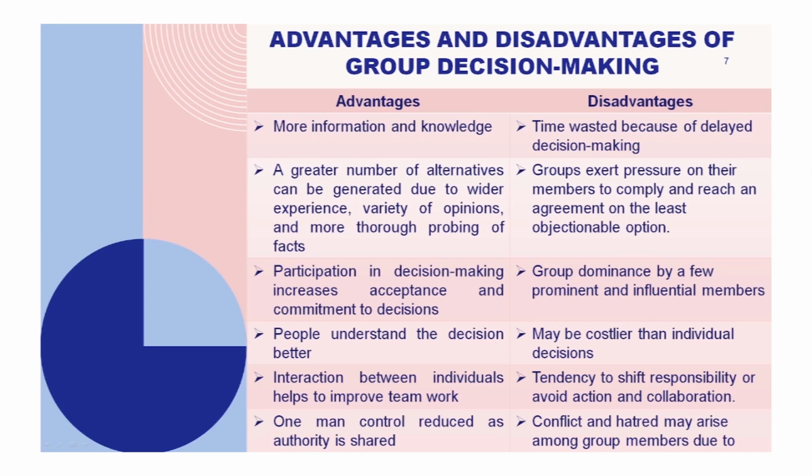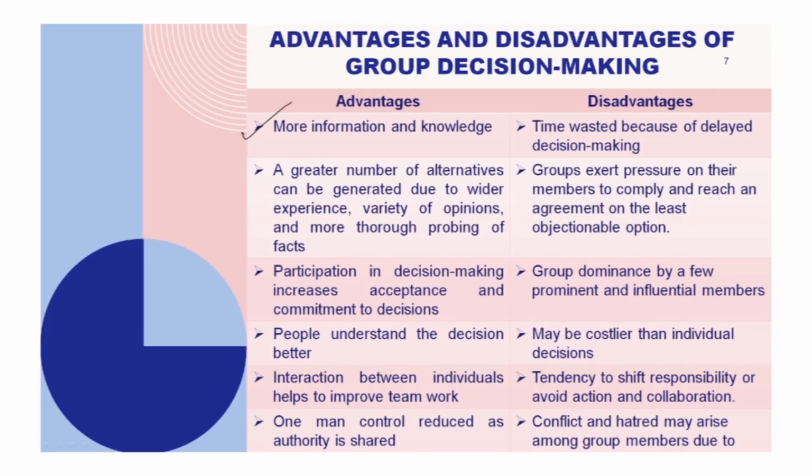And lastly, we will briefly discuss the advantages and disadvantages of group decision making. The very first advantage is more information and knowledge. More people will be there in the decision making, so experiences and observations from all levels of employees will be reflected. Second, a greater number of alternatives will be assessed, based on the variety of opinion and more thorough probing of the facts.